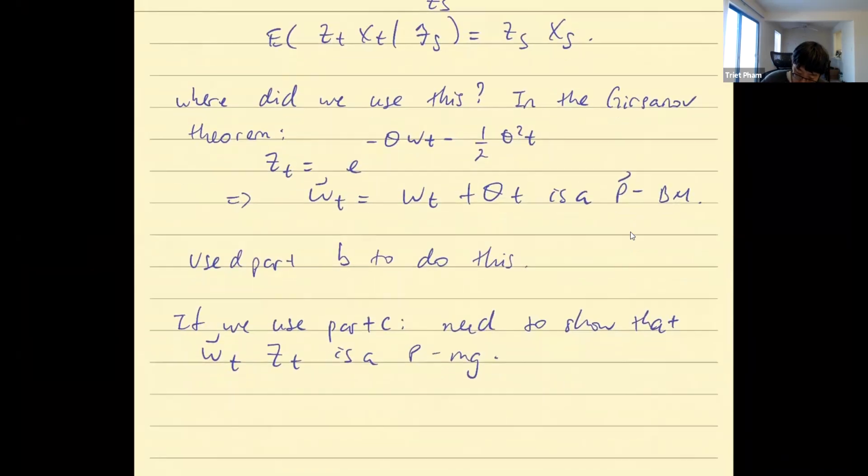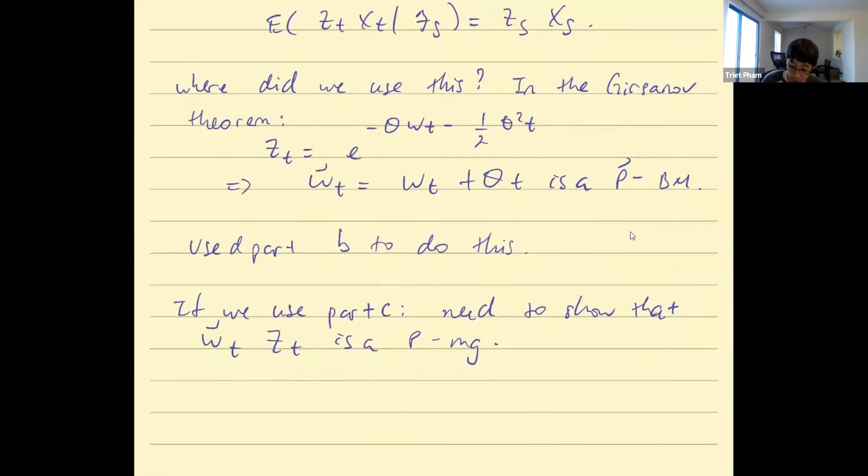Is it easier or harder than the other one? It's up to you. Remember, when you use part B to do this, there was some conditional expectation you need to calculate. What about this? How to show this is a martingale? Well, the difference is here you would use Ito formula to do this.